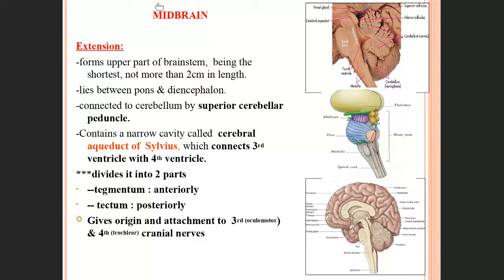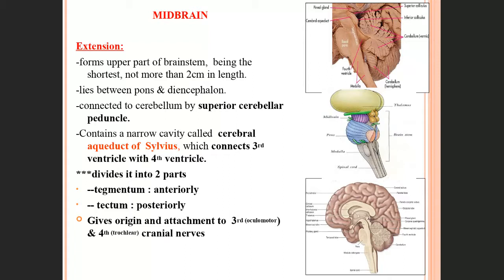Only these three structures are called the brainstem. What are the three structures? Midbrain, pons, and medulla. These three structures form the brainstem. The midbrain is short, not more than 2 centimeters in length. It lies between the pons and the diencephalon. The thalamus, this part, is the diencephalon.